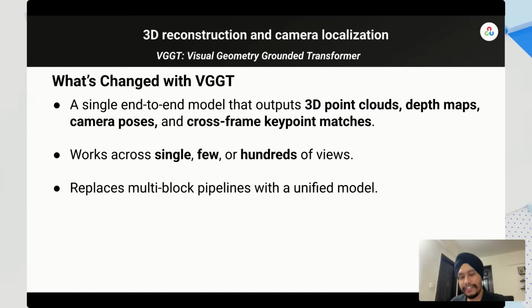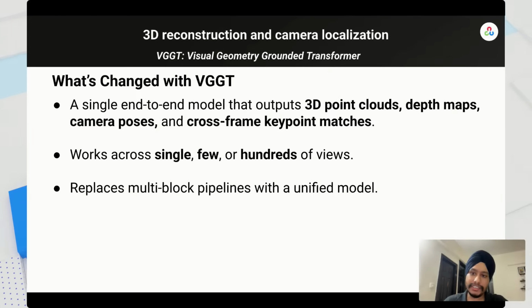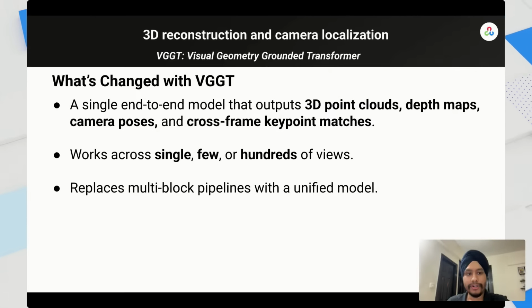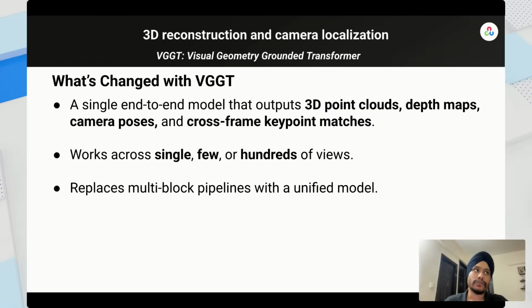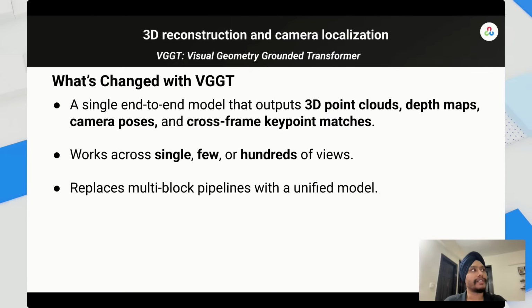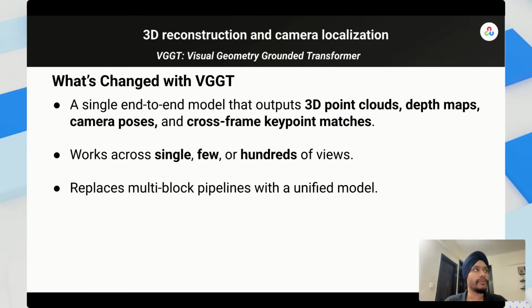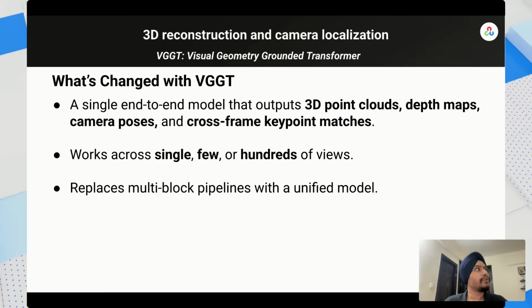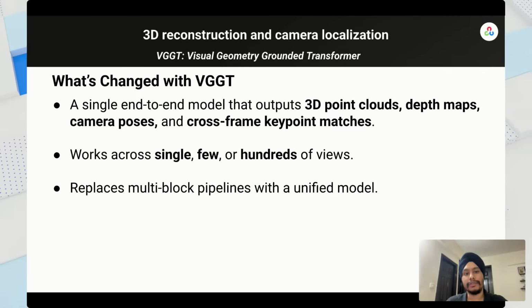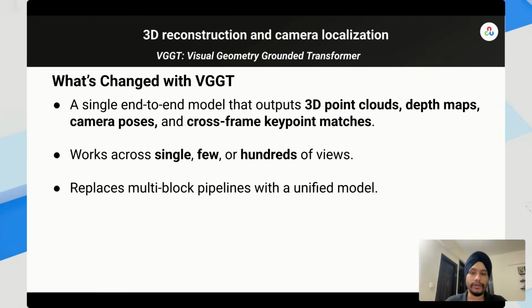VGGT, released by Meta, stands for Visual Geometry Grounded Transformer. It's a single end-to-end model that outputs 3D point clouds, depth maps, camera poses, and cross-frame key point matches. Why that is a breakthrough is because a single neural network takes hundreds of images, or fewer, even a single image, and is able to give you the depth, the point cloud, the camera pose of all the input frames, and also the key point matches across frames.